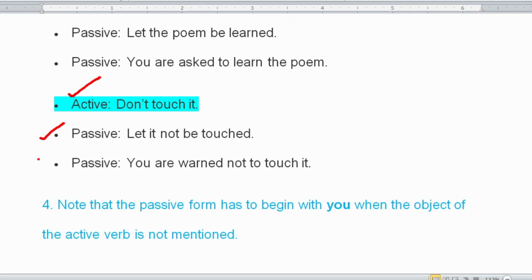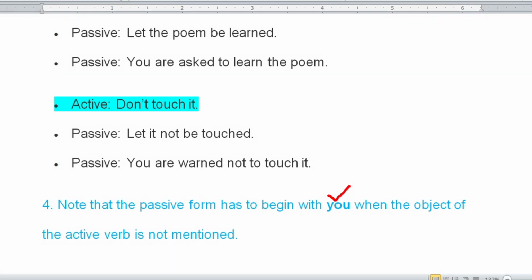Now next, note that the passive form has to begin with 'you' when the object of the active verb is not mentioned. If the object is not mentioned, what will happen? The passive form has to begin with 'you'. We have to keep this in mind. We will see it in the examples. If the object of the active voice is not mentioned, this will happen.